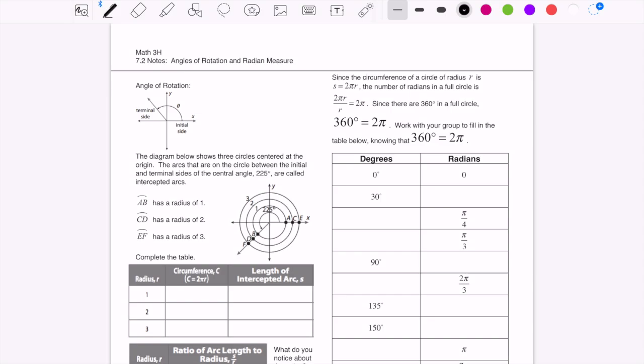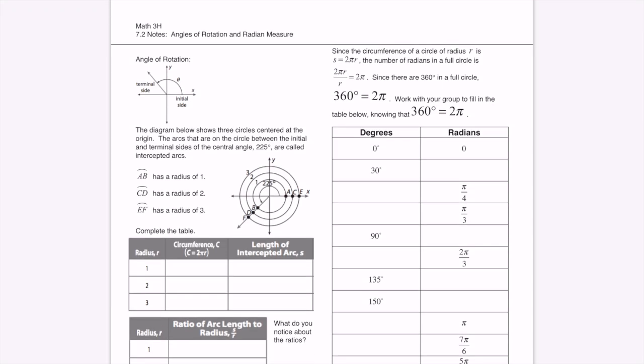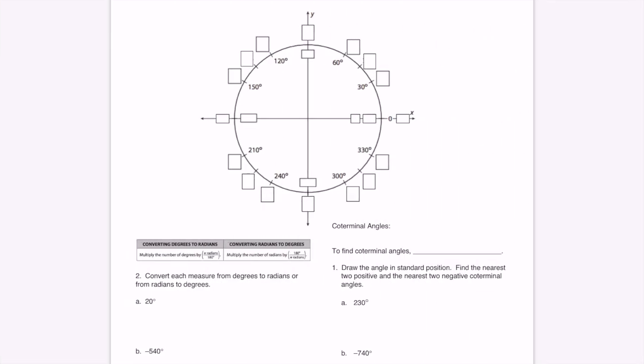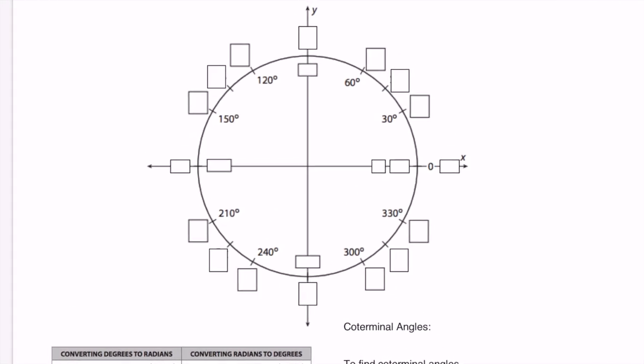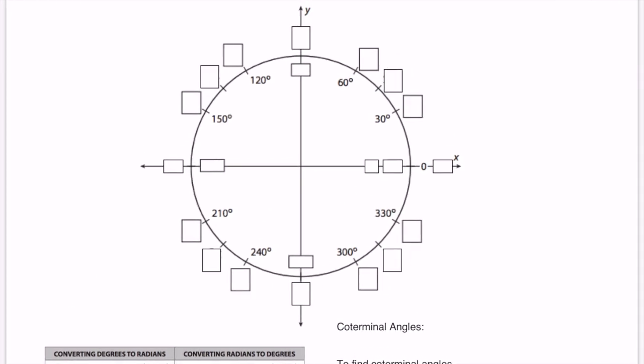Okay, today we are doing 7.2, which is angles of rotation and radian measure. So before we get into radian measure, we are going to jump around a little bit in these notes, and I actually want you guys to flip it over to the back side where we have this picture of the unit circle. So before we go into the details on the unit circle, I just want to make sure that you're aware of how degrees works.